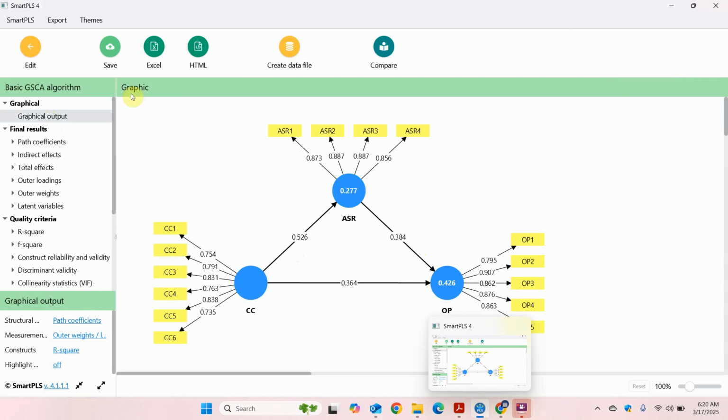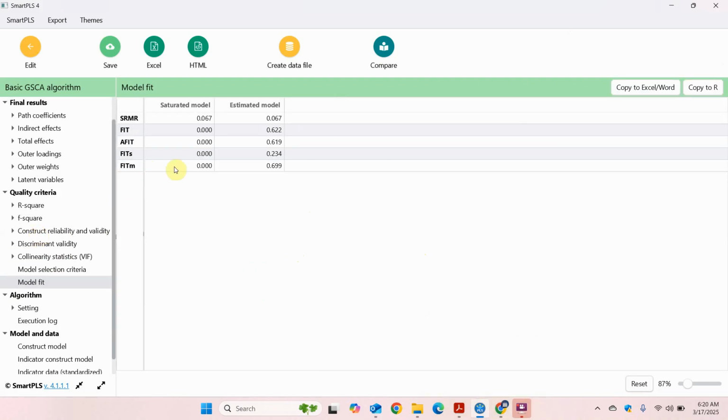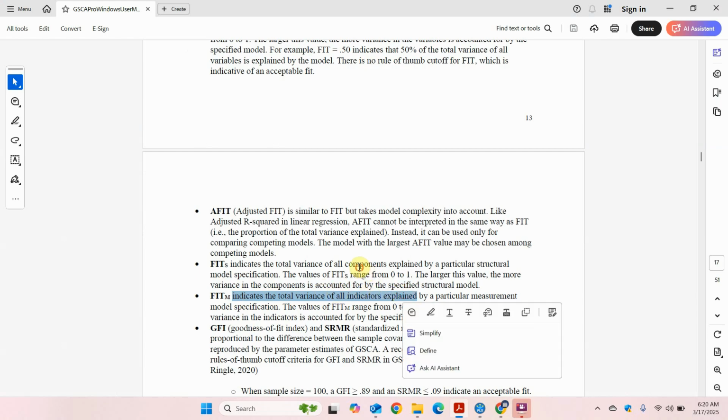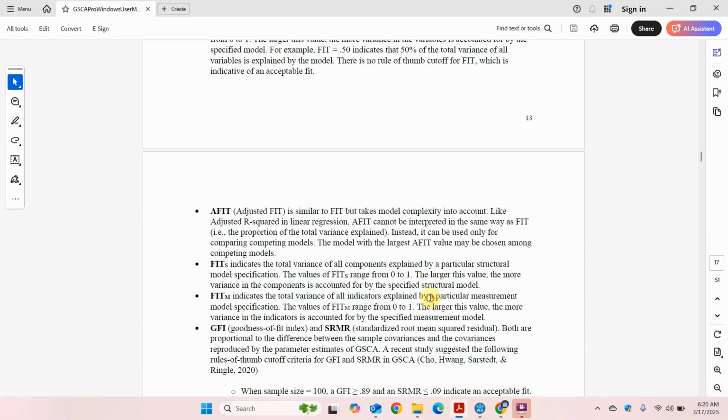Now finally, we've got the measurement model. So this is the FIT for the measurement model, which is 69.9%. If you look here, it indicates the total variance of all indicators. Now here it was components. Here it is indicators, because in the measurement model you are assessing the reliability and validity or the quality criteria. So indicators explained by the measurement model specification, and it ranges between 0 to 1. The larger the value, the more variance in the indicators is accounted for by the specified measurement model. And in this case, a good amount of variance is being explained.